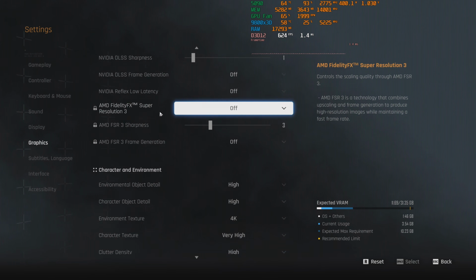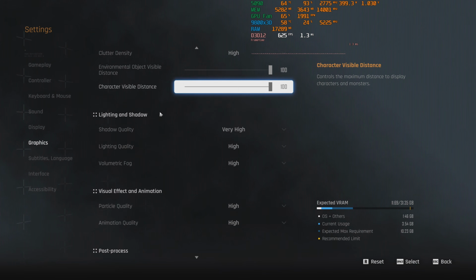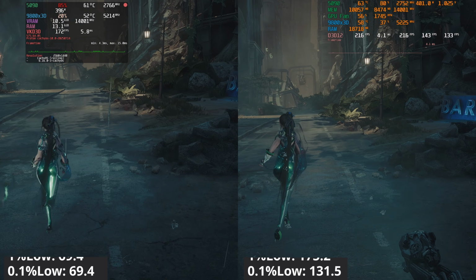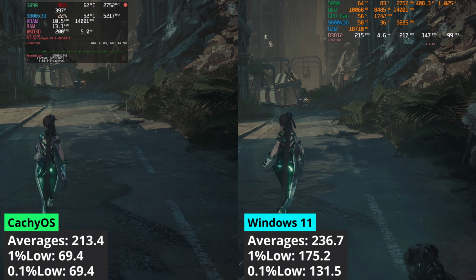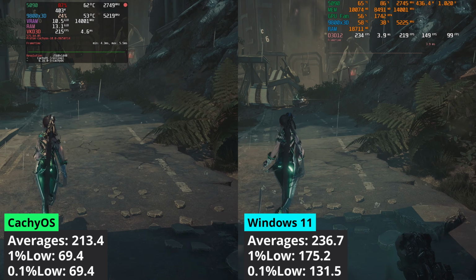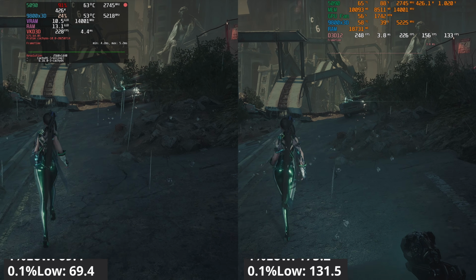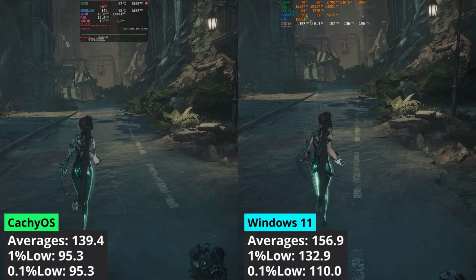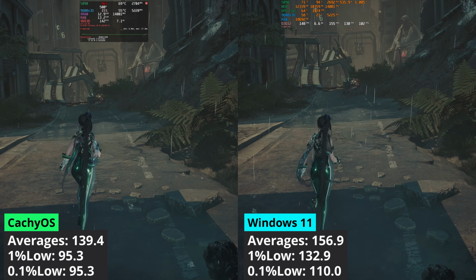In Stellar Blade, a game that was recently released, using maximum settings, we can see that Windows wins again, delivering about 11% more performance over what CachyOS can deliver. The GPU utilization in Windows is not maxed out, sitting at around 80% in some areas, the same as in Linux. Increasing the resolution to 4K, we can see that the performance gap is the same, with Windows delivering around 11% more performance.